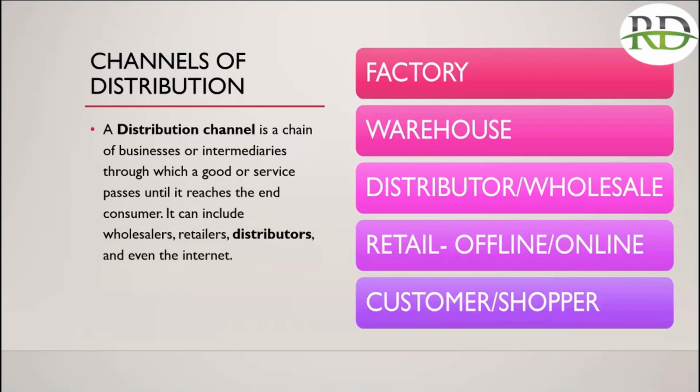If you understand a distribution channel for any typical product, I've put it for FMCG, even for agriculture. Agri goods are produced in a farm, and from there they go to a warehouse. The warehouse could be your mandis or collection centers, as they are called in agriculture. From there, the buyers could be a distributor or a retailer, and then finally it ends up with the customer. Channels of distribution is a chain of businesses or intermediaries through which a good or service passes until it reaches the end consumer. This is the complete channel, from production to the end consumer, which is why it's called channels of distribution. It could include factories, wholesalers, retailers, distributors, and even the internet now.